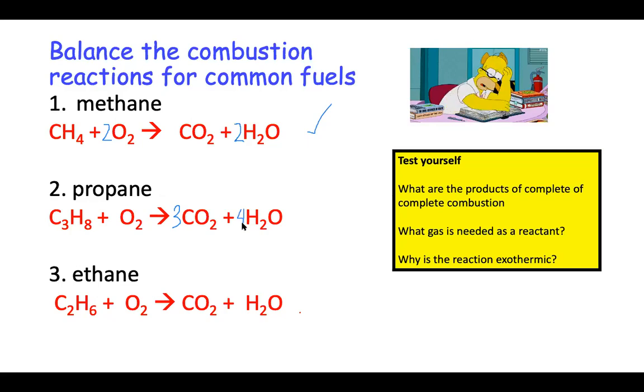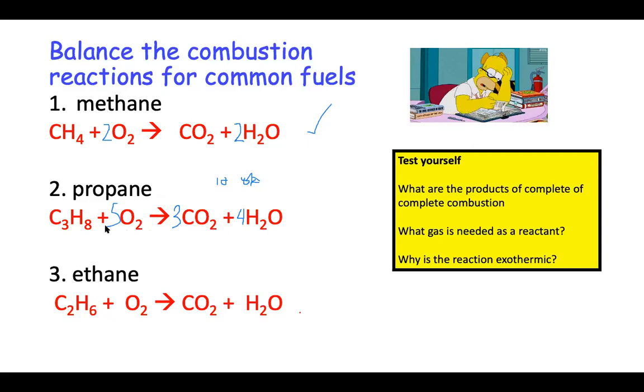Now, because we left the oxygens to last, it's quite easy to work out what we need to put in front of the O2s. So 3 times 2 is 6, plus 4 times 1 is 4, so that is 10 oxygens. Okay, that's not a word, sorry about the pen. So that means I need 5 times 2.